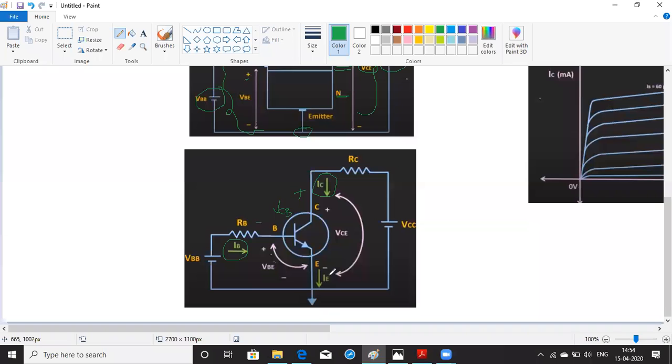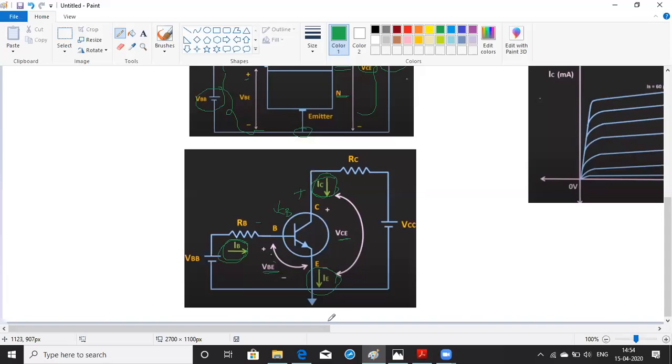Now we are not going to discuss that much about the emitter current. Whatever junction you are applying the input voltage to, that current is the input current. The junction to which you are applying the collector voltage, that current is the output current. So base current acts as the input and collector current acts as the output. Base voltage VB acts as the input voltage, and collector voltage acts as the output voltage.